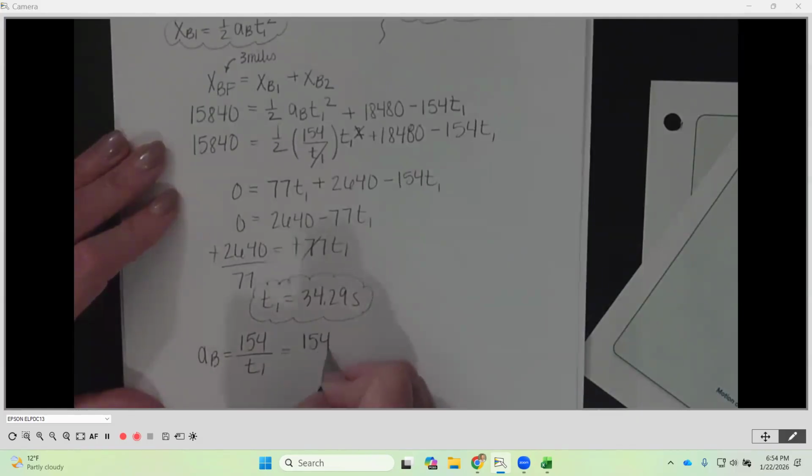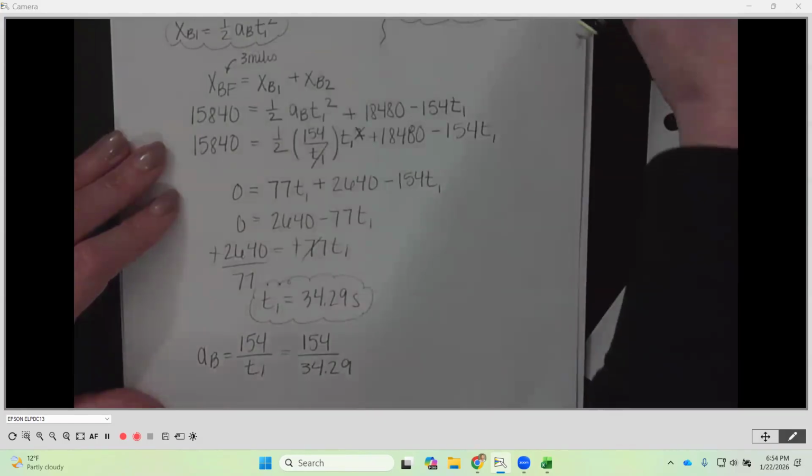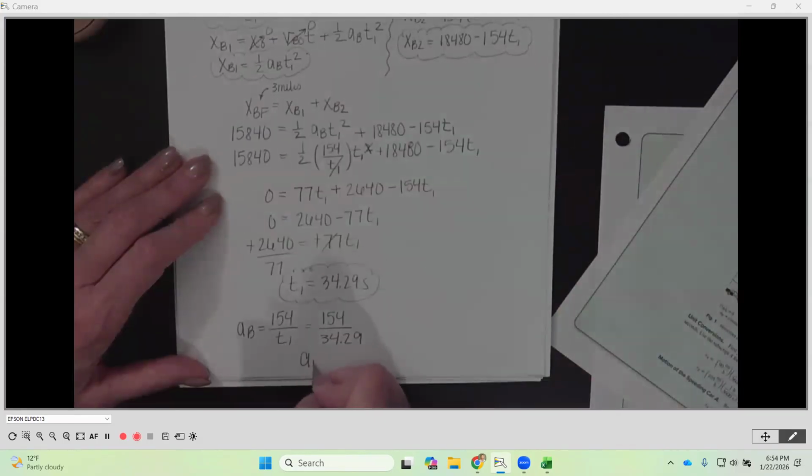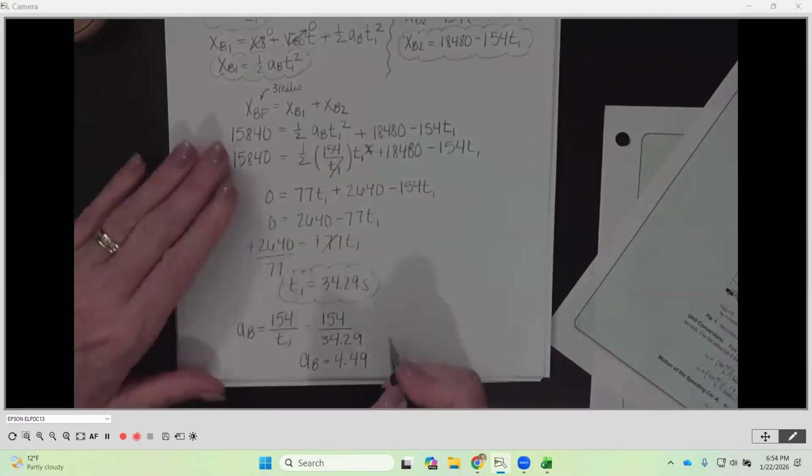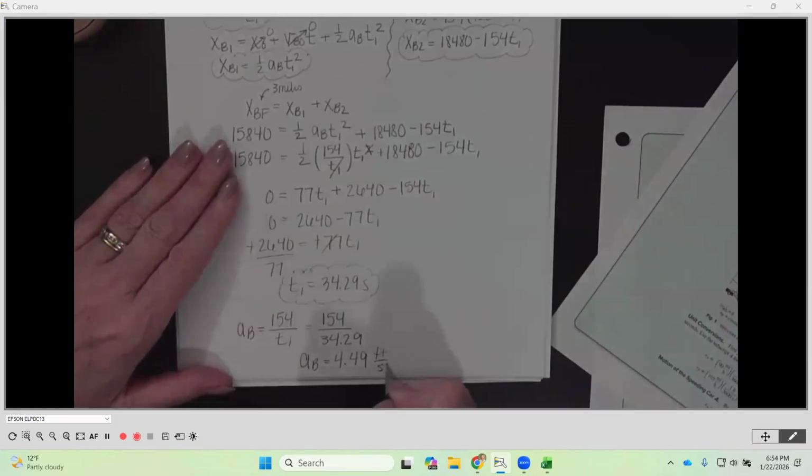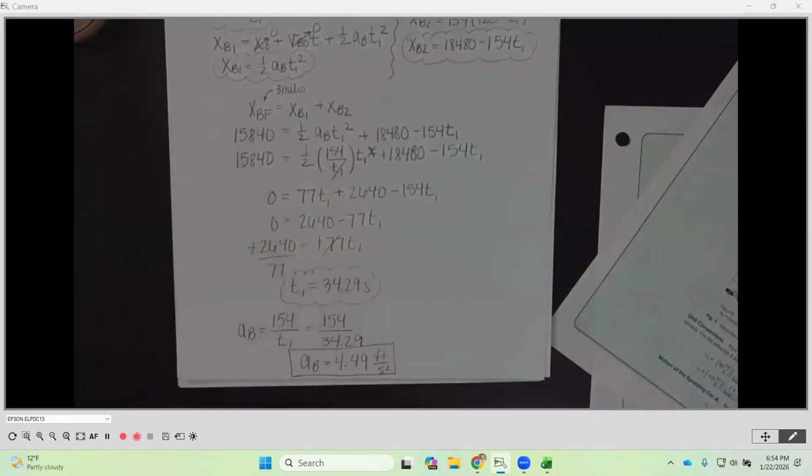So it's going to be 154 divided by 34.29, right? So our AB is going to be equal to 4.49 feet per second squared. This we put a box around because that's what we've been trying to find. And then just verify that you get the 4.49.